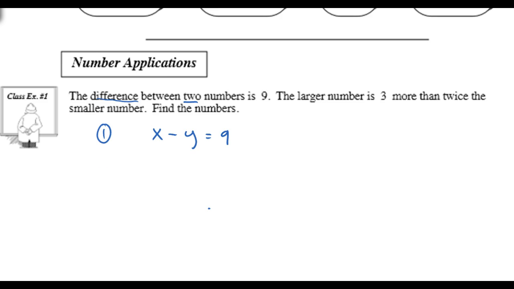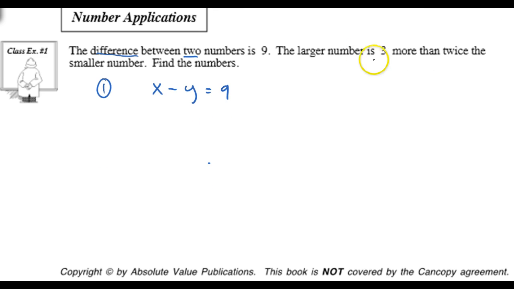The second equation says the larger number is 3 more than twice the smaller number. Well, x is the larger number, so x is 3 more than twice the smaller number. So twice the smaller number is 2 times the smaller number, plus 3, equals the bigger number. Again, let me just repeat that. The larger number is 3 more. 3 more is, of course, a plus sign. Then twice is multiplication, multiplying by 2, twice the smaller number.